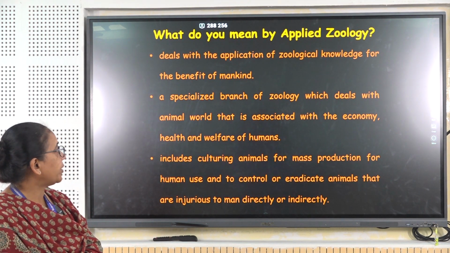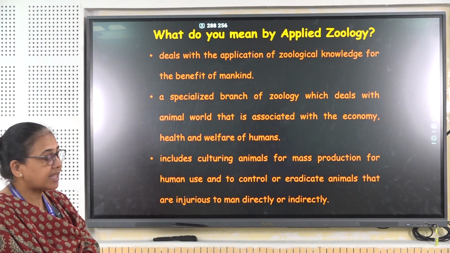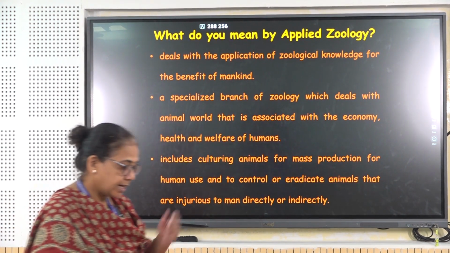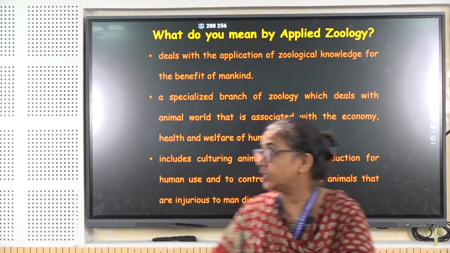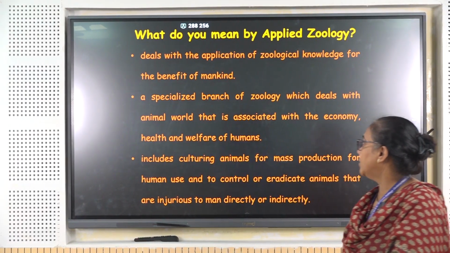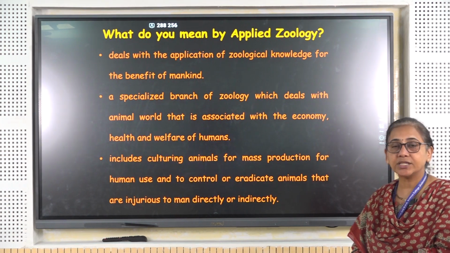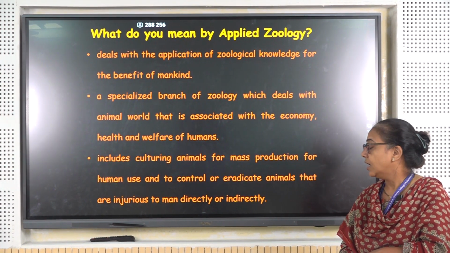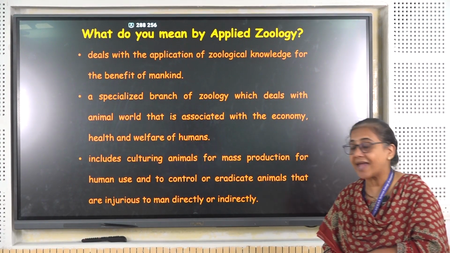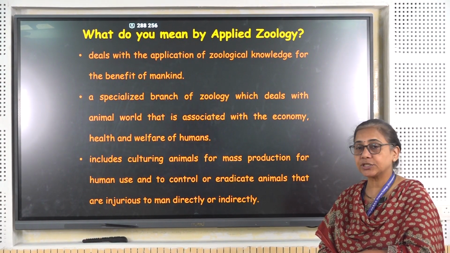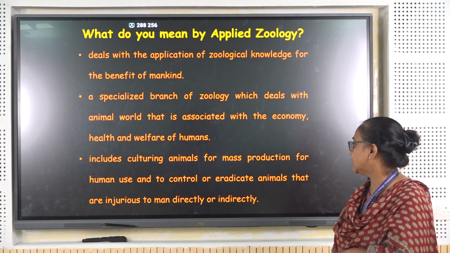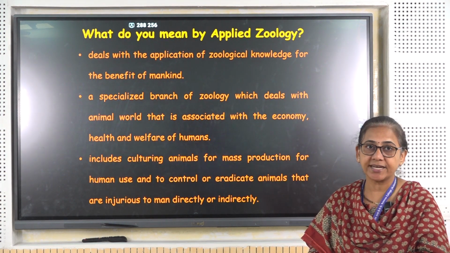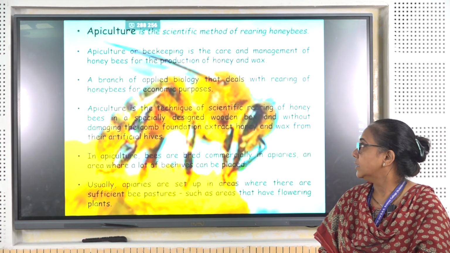So what do you mean by applied zoology? It deals with the application of zoological knowledge for the benefit of mankind. It's a specialized branch of zoology which deals with the animal world that is associated with the economy, health and welfare of human beings. It also includes the culturing of animals for mass production for human use and to control and eradicate animals that are injurious to man directly or indirectly.